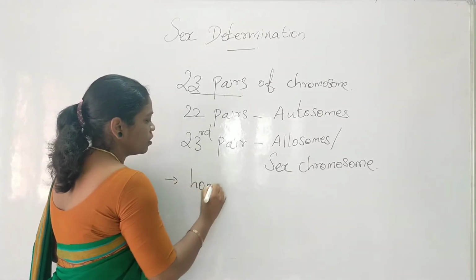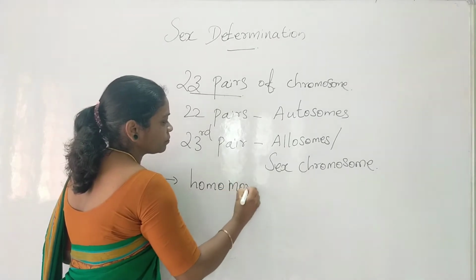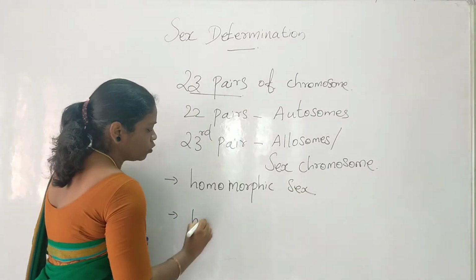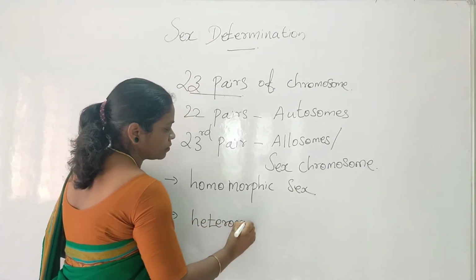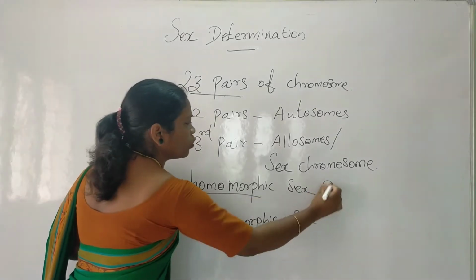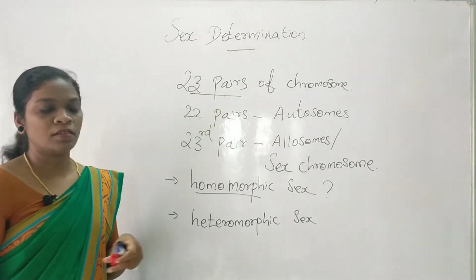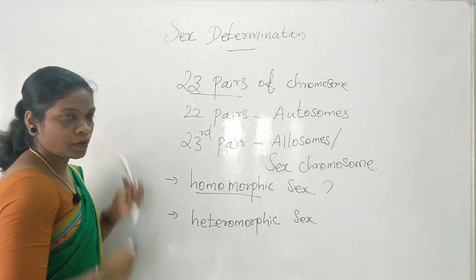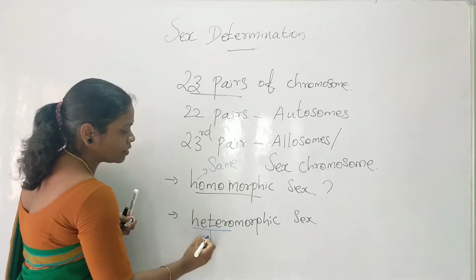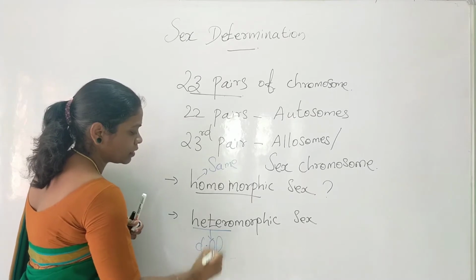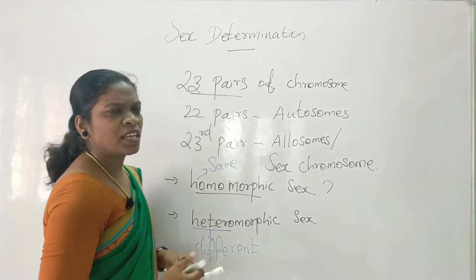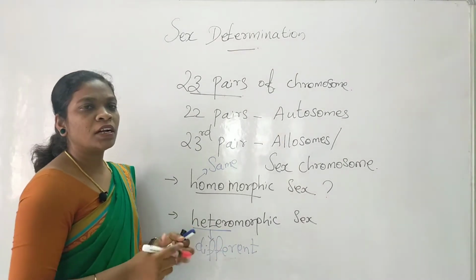That is homomorphic sex and heteromorphic sex. What is the meaning of homomorphic sex? Homo refers to same. Hetero refers to different. So, homomorphic sex means the chromosomes are same.